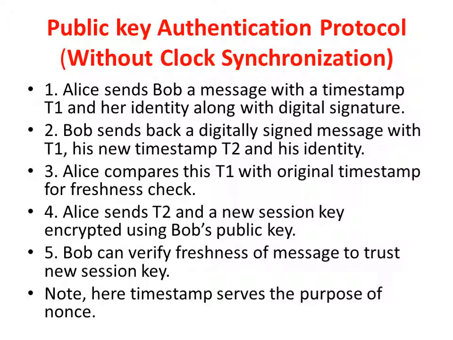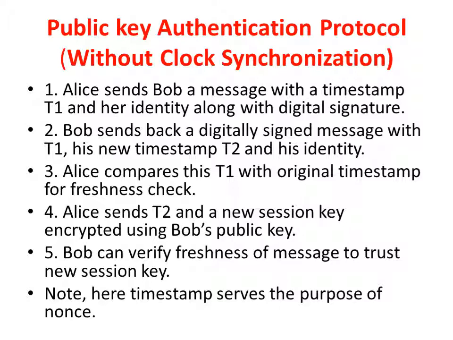Bob sends back a digitally signed message with T1 and his new timestamp T2, because the systems are not common, so he has to affix a new timestamp T2, not a continuation of the timestamp sent by Alice. Now Alice has to compare timestamp T1 with the original timestamp for a freshness check. That means how long it is taking to come back.